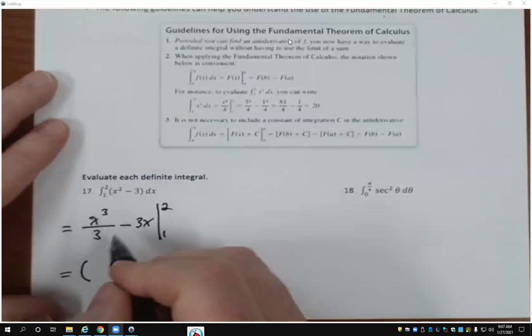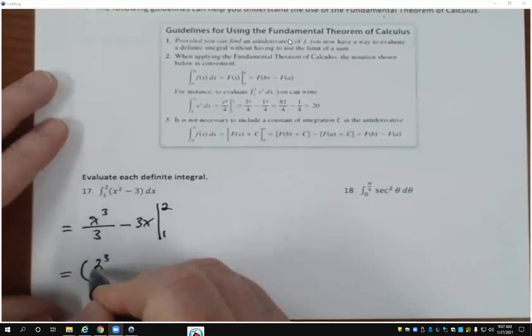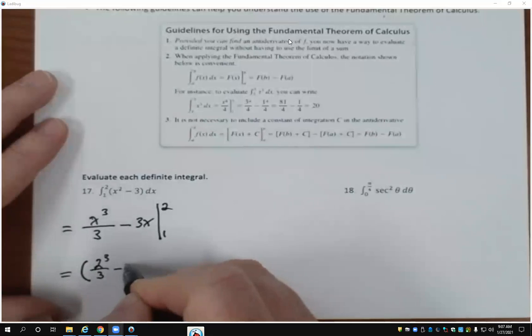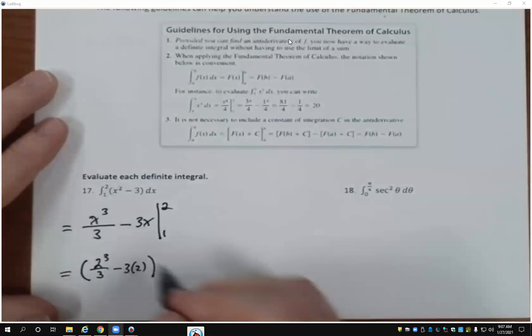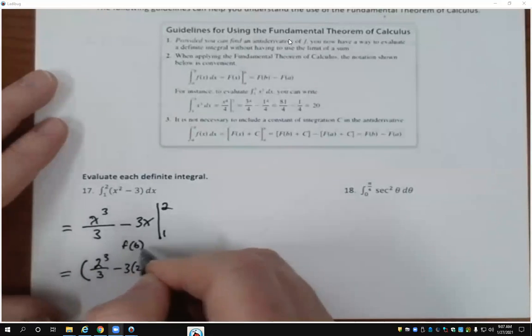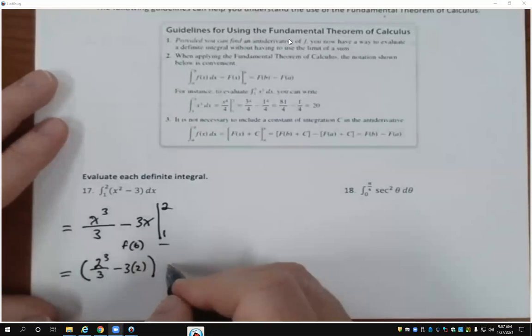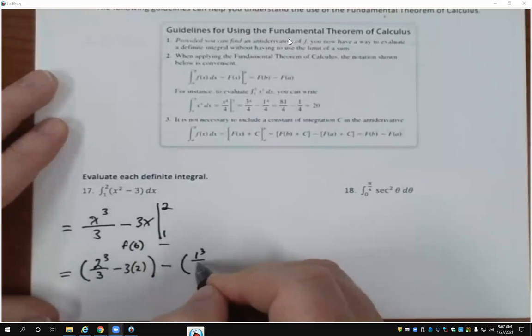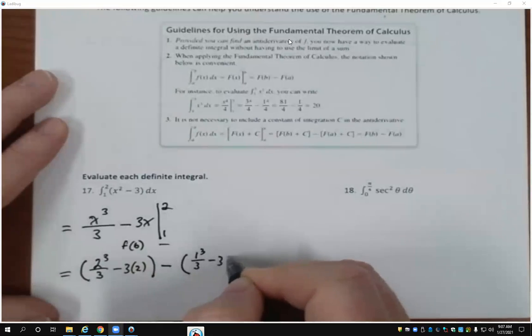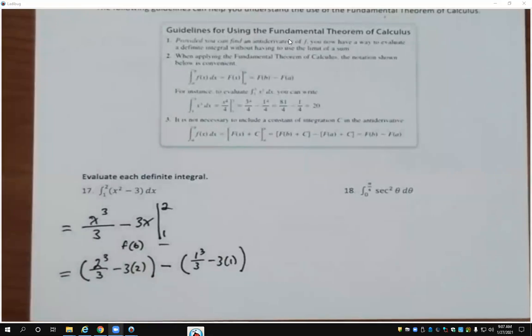Okay, we're going to plug a 2 in first. So 2 cubed over 3 minus 3 times 2. That's f of b. I'm going to write it this time, but we're not going to write that all the time. Okay, minus, now we're going to plug a 1 in. 1 cubed over 3 minus 3 times 1. F of b minus f of a is how we evaluate an integral.